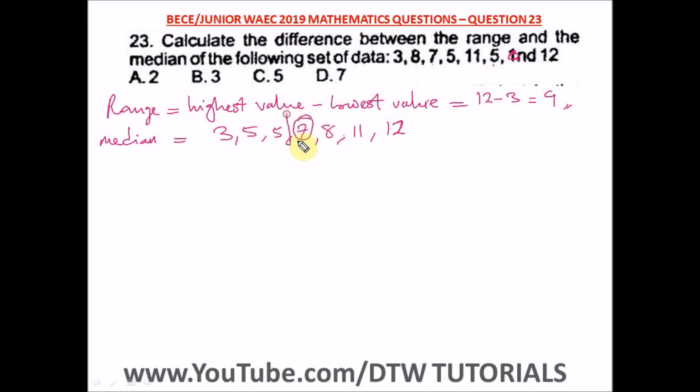We have 3 numbers here, we have 3 here. This is the middle number, which is what? 7. So our median is what? 7. So we have to find the difference between our range and median. Our range is what? 9 minus 7. This is 9. 9 minus 7 will give us what? 2. So the answer to this is 2, and our right option is option A.